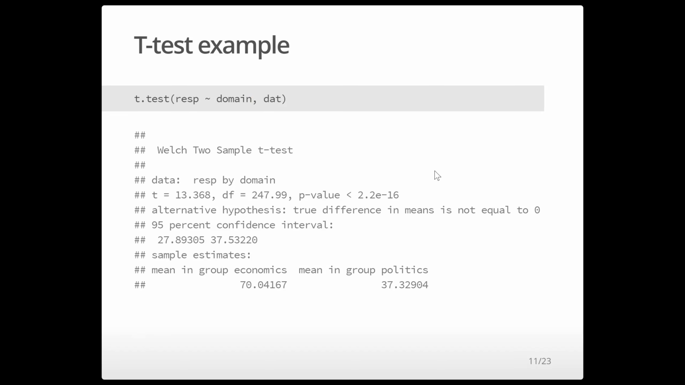And so here we see that these results are significant, and we get the mean of the dependent variable for economics questions and the mean of the dependent variable for politics questions. And so we see it's much higher for economics than for politics.